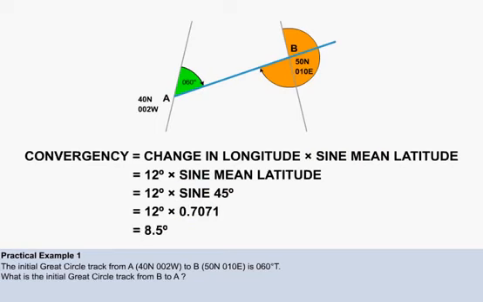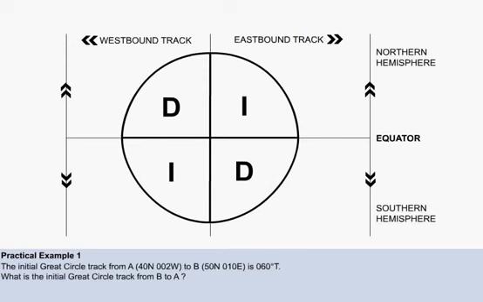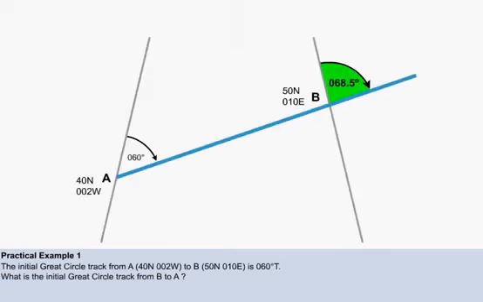Now there are two ways to solve this problem depending on which definition of convergency you prefer. If you use the definition that convergency is the change in great circle track direction between 2 points, then the great circle track has changed 8.5 degrees between A and B. It left A on a track of 060. So using the DIID rules for increasing or decreasing track, we are looking at a track going eastwards in the northern hemisphere. The track angle will increase. That makes the track at B 068.5.